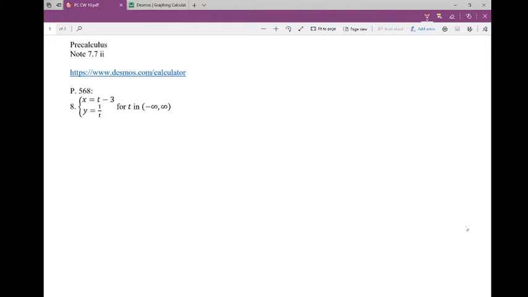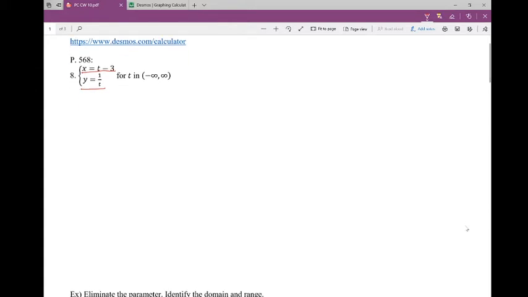The direction reads, graph each pair of parametric equations in the rectangular coordinate system. We have two parametric equations, the parameter being t. Then it reads, determine the domain, the set of x-coordinates, and the range, the set of y-coordinates. So there are two parts to this.